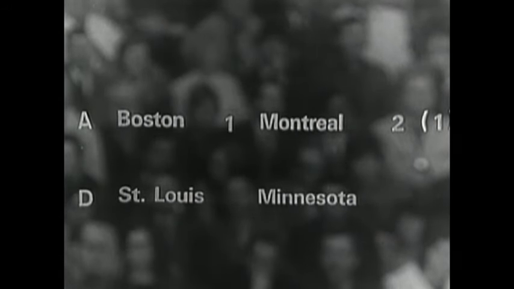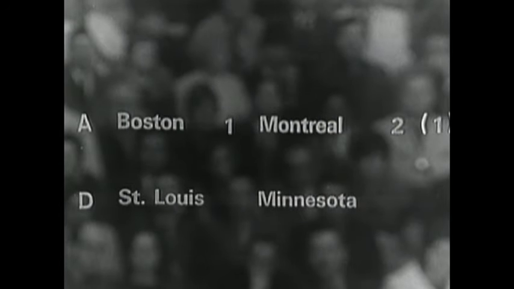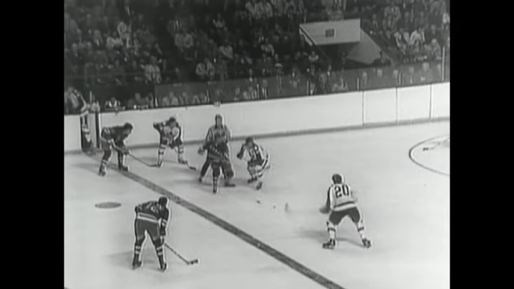.140 remaining, and now we'll go to the out-of-town scoreboard. There you see Montreal ahead 2-1. Esposito had tied it, and Henri Richard gave the Montreal Canadiens the lead for the second time in the game at 11:12 of the first period.